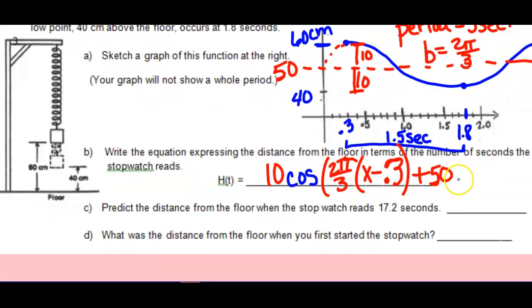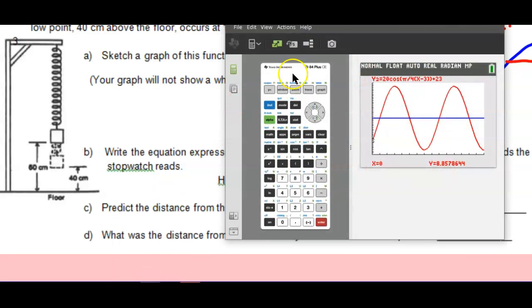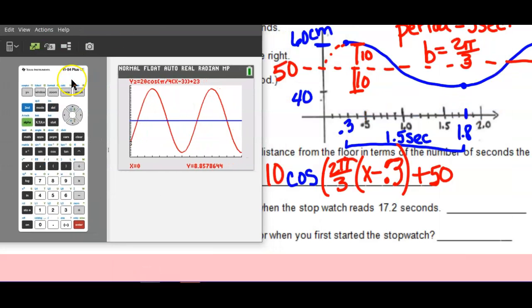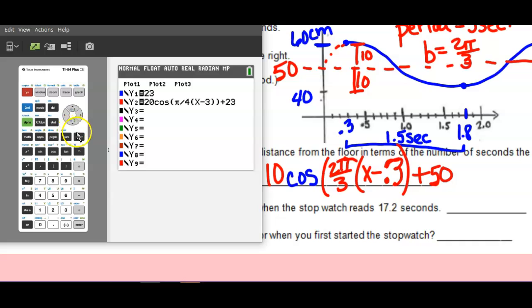All right, now we're going to type this into the calculator, and we're going to see where it is at 17.2. And what was the distance when you first started? We are going to find where this magically goes backwards here. All right, so I have to clear out both of these, and I'm going to put in 10 cosine 2 pi over 3, another parenthesis, x minus 0.3.